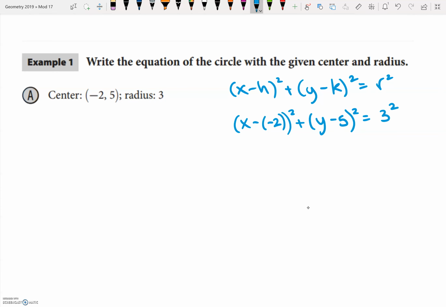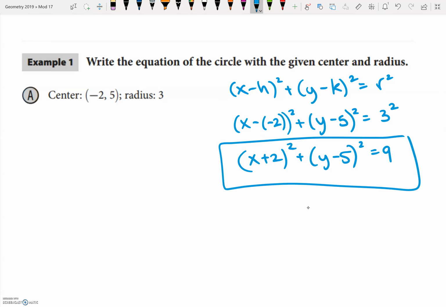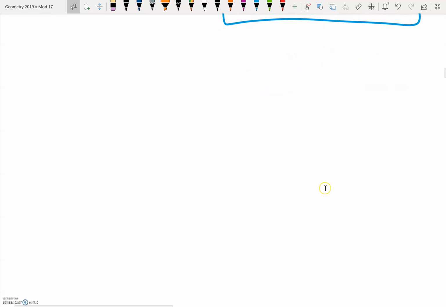So now we just need to simplify. Minus a negative becomes x plus 2. We're going to leave the y minus 5, and then we're going to say equals 9. And that's our equation. Let's go ahead and do another problem.